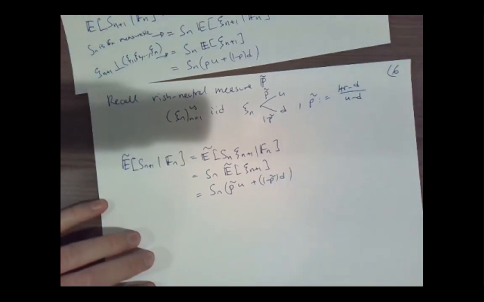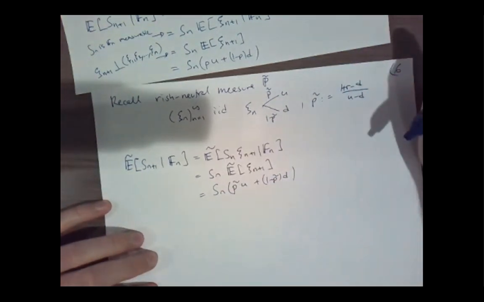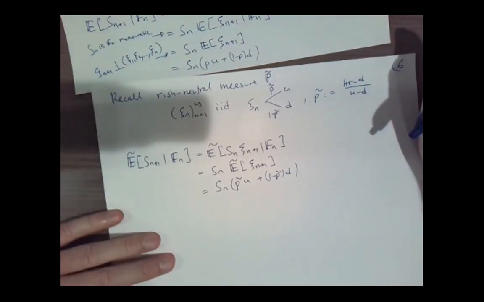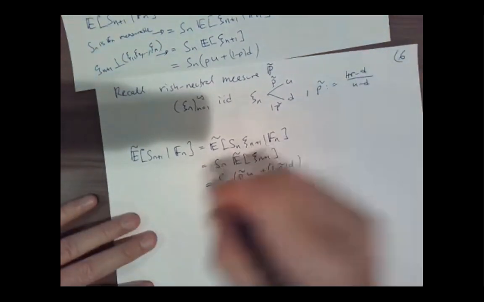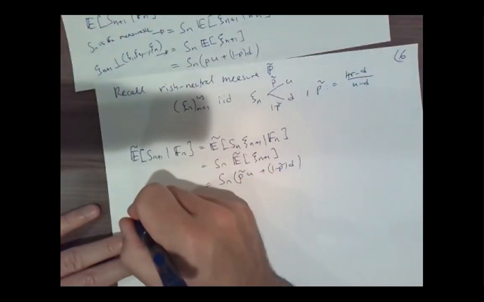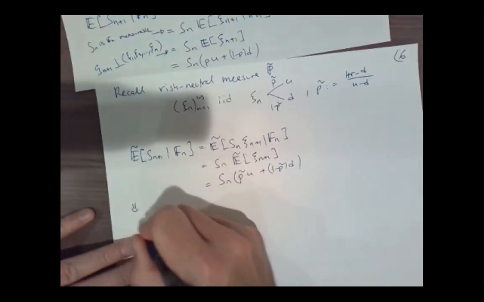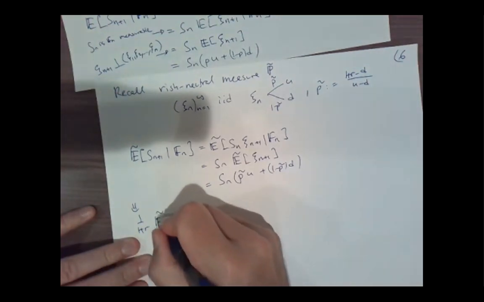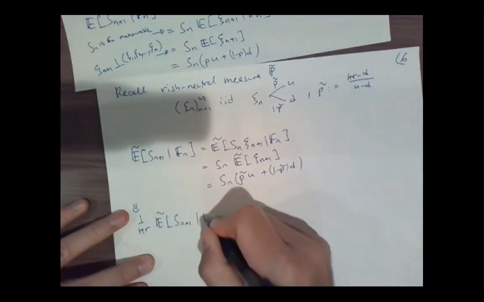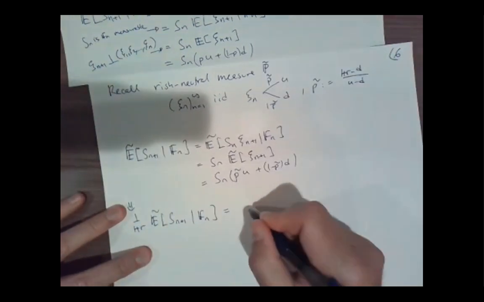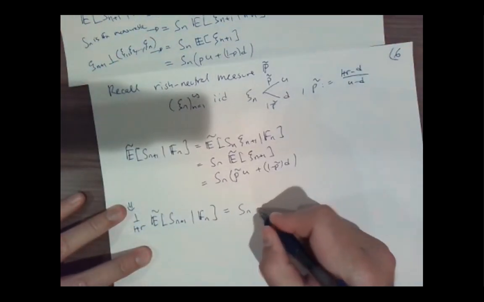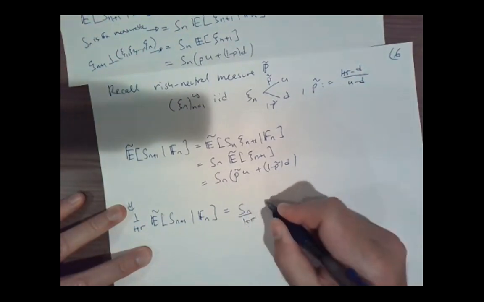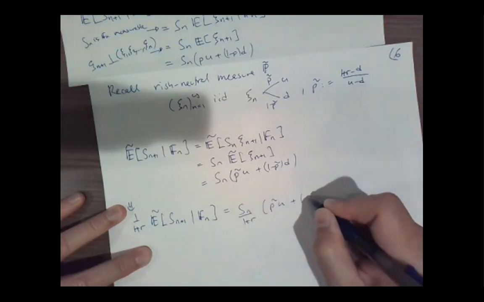Okay, so that looks the same and pretty boring, but it doesn't take much to make it interesting. If you now divide by 1 plus r, we're going to get that the expectation of Sn plus 1 given Fn will be Sn divided by 1 plus r, times p tilde u plus 1 minus p tilde d.